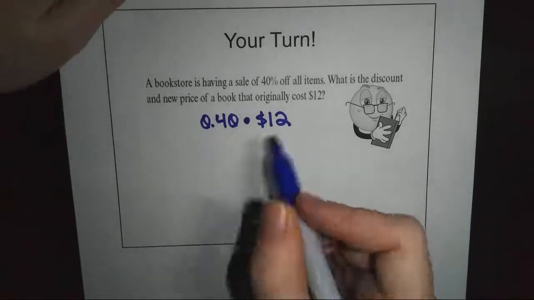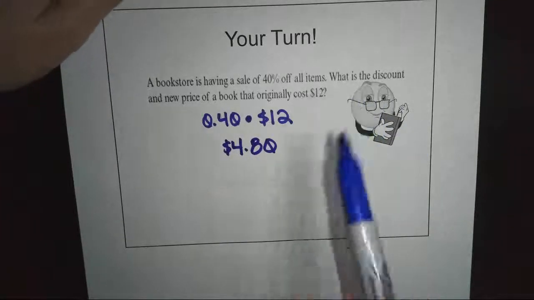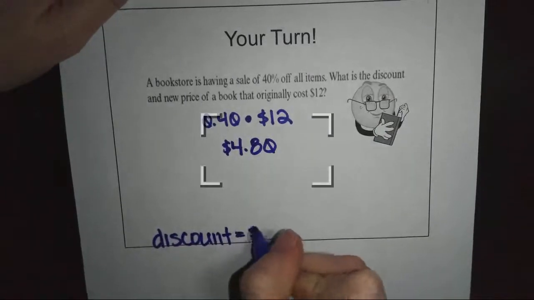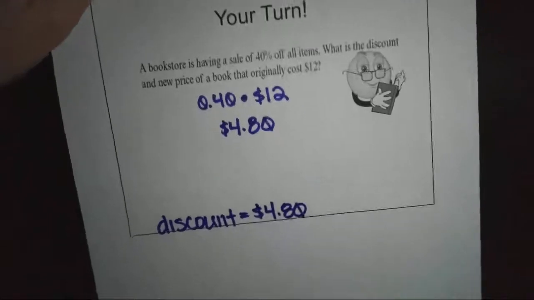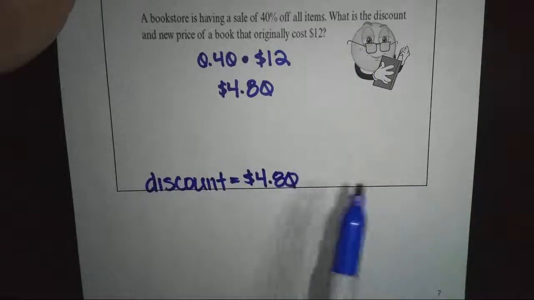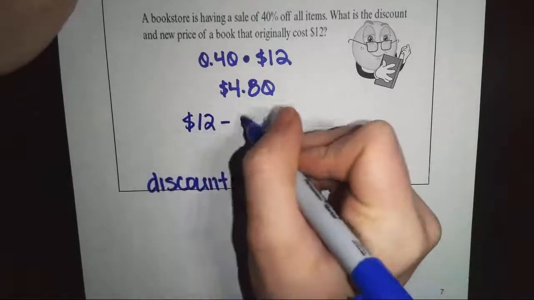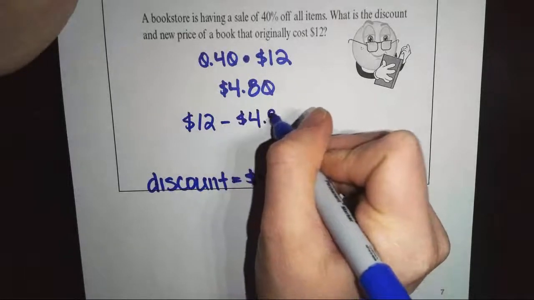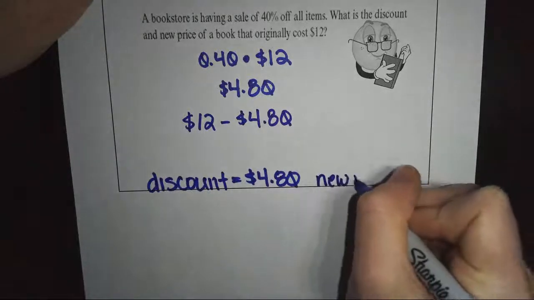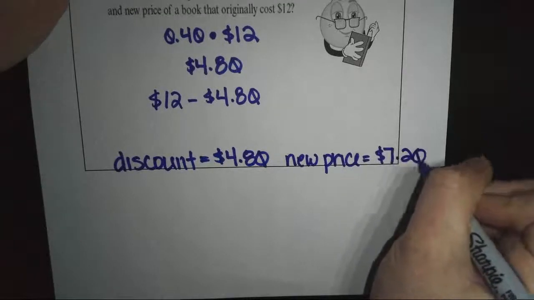When I multiply 0.4 by $12, I get $4.80. So my discount is going to be $4.80. All right, now I also need to find the new price of the book. Now it originally cost $12, but they're giving me a discount of $4.80, which means they're taking $4.80 off of the price. So I'm going to take my original price minus my discount. So $12 minus $4.80 gives me a new price of $7.20.